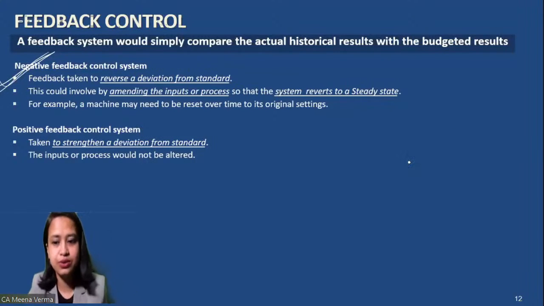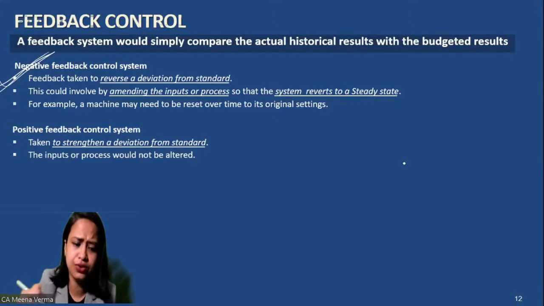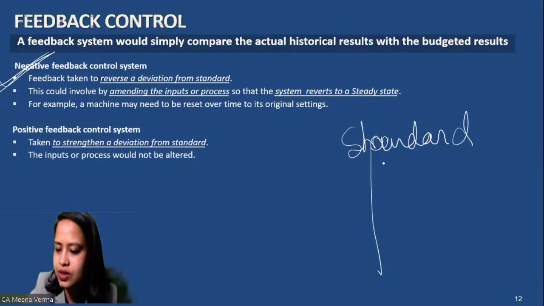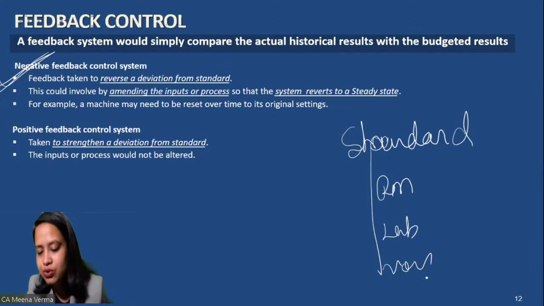Now let us consider positive feedback control. Positive feedback control is the place of strengthening the standards you have set. Standard means how much raw material is required to produce a finished good, the labor required to produce a finished good, and the variable overheads required to produce a finished good.